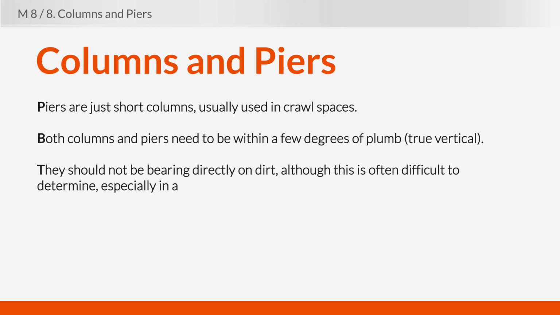Columns or piers, neither one should be bearing directly on dirt, although sometimes this is hard to find, especially in a basement with a poured concrete floor. So remember, it's a limited visual inspection. Do the best you can. It's usually easier to figure that out in a crawl space with a dirt floor than it is in a basement.